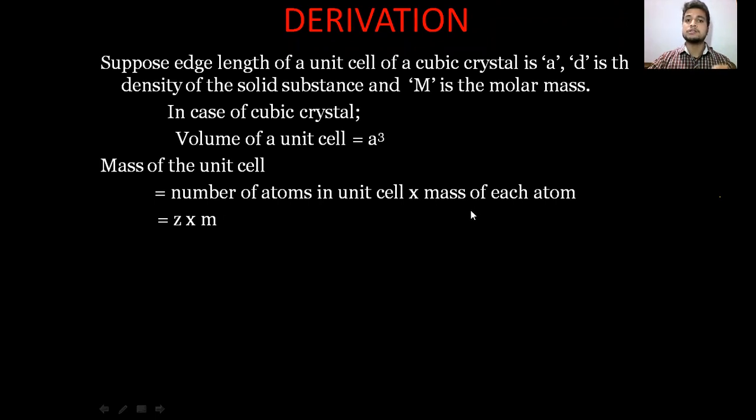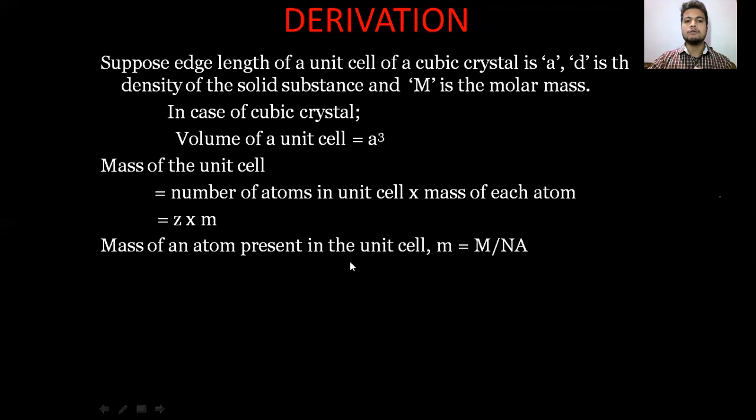Now how do we get the mass of one atom? From the concept of the mole, the mass of one atom, m, will always be equal to the molar mass divided by Avogadro's number. That is how we get the mass of one atom. The molar mass of the atom or molecule divided by Avogadro's number is the mass of one atom. Here, M is the molar mass and Na is Avogadro's number.